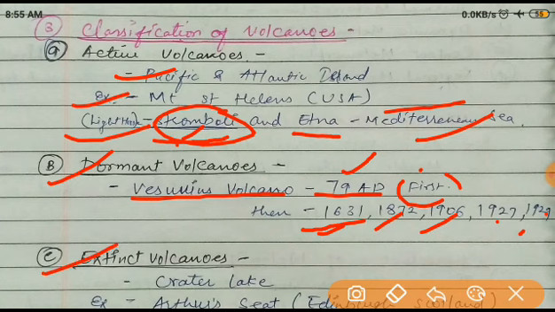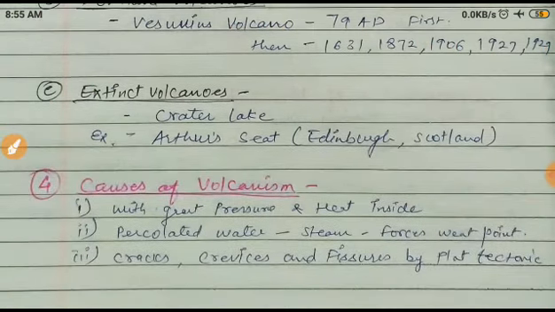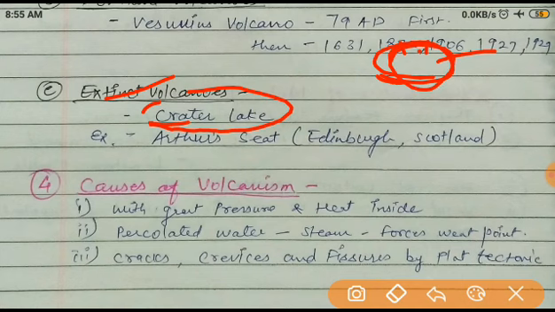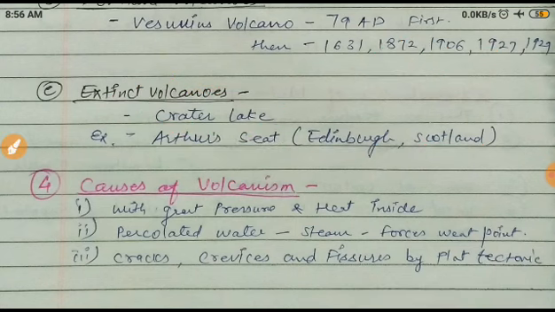And the last one is the extinct volcano. In the extinct volcano, there is no such chance of eruption, and that's why this forms a crater lake. I already explained to you what the crater lake is. Why is it a crater lake? Because it forms this structure and there is no such ejecting, so it is completely inactive. And when the water is filled, it forms a lake structure. That's why it is called the crater lake. Examples are Arthur's Seat, which is in Edinburgh, in Scotland. I hope this is also clear.